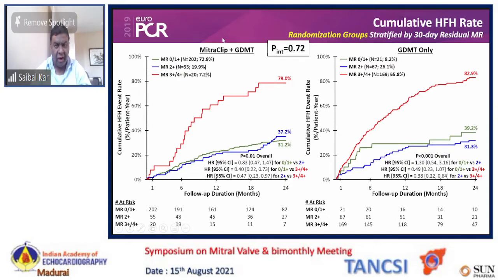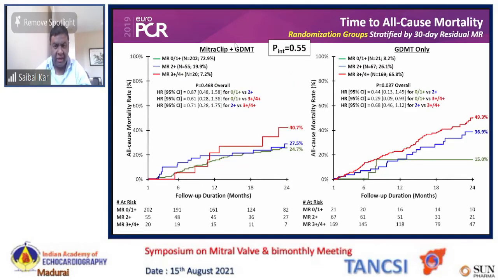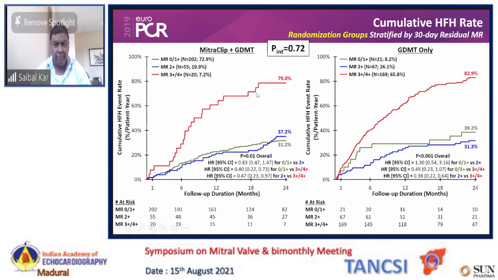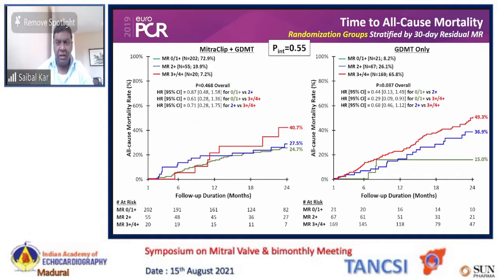Similarly, if you look at the cumulative heart failure admission, you can see over here very clearly that if you did a MitraClip, you did very badly with 3 or 4 plus MR. Medical treatment, exactly the same incidence. If you treated 2 plus or 1 plus by medical treatment or MitraClip, identical outcomes. This is on the residual mortality. The mortality, we could not show the exact differences because it was a small number, but it is suggestive of the same thing.